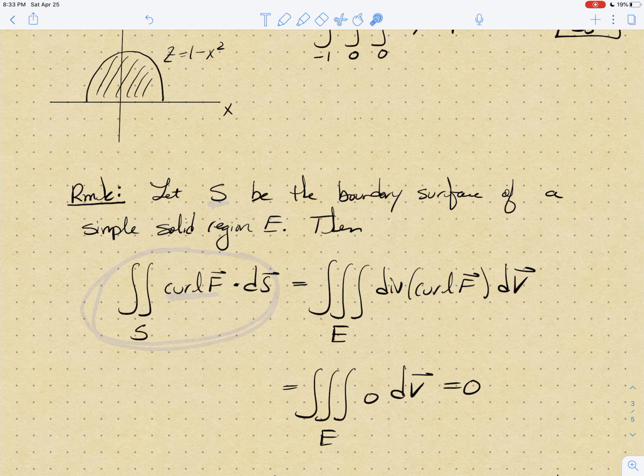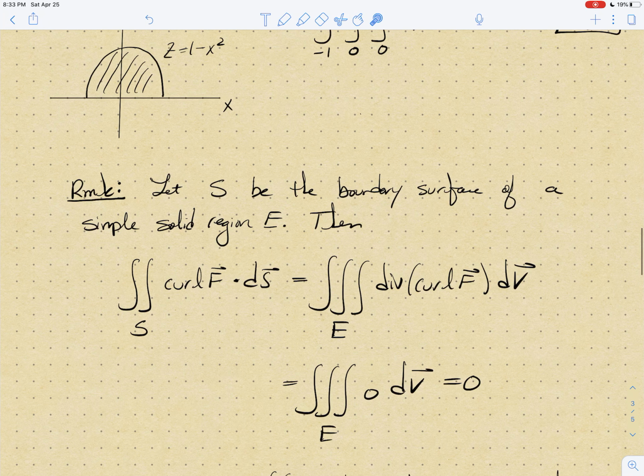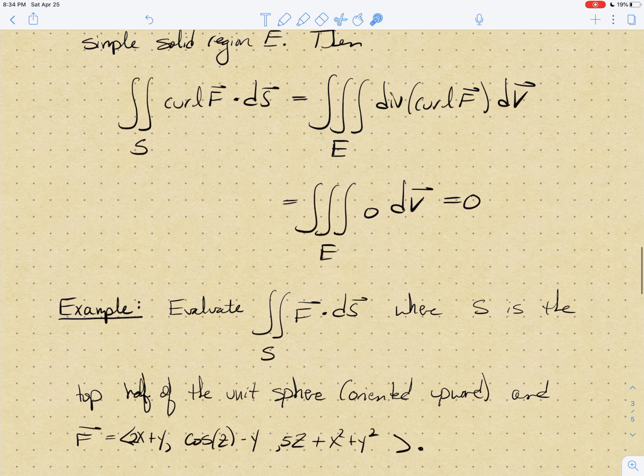This surface integral of the curl of f becomes the triple integral of the divergence of the curl of f by the divergence theorem we studied back in 13.5. And we said, hey, anytime you take the divergence of the curl, you always get 0. So the thing that I want you to file away is that the surface integral of the curl of f is just 0 whenever S is a closed surface, whenever it's the boundary of some simple solid region E. So I won't do an example of that, but do be aware of that. That might pop up in the final exam at some point. It's very possible.